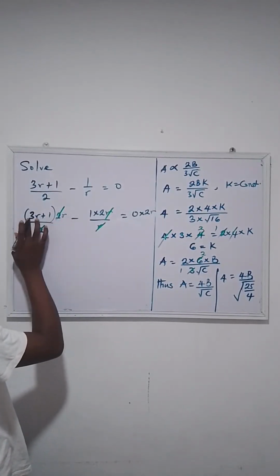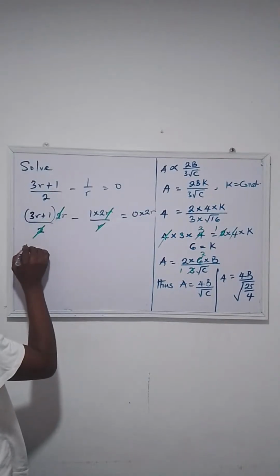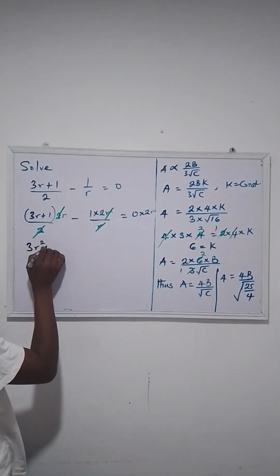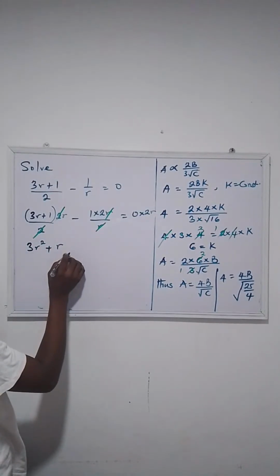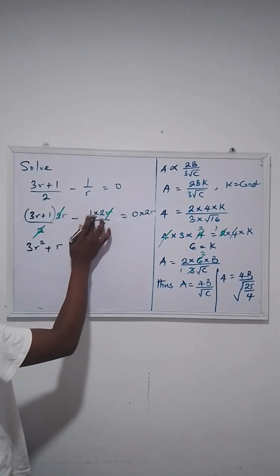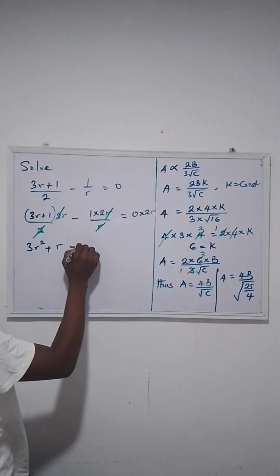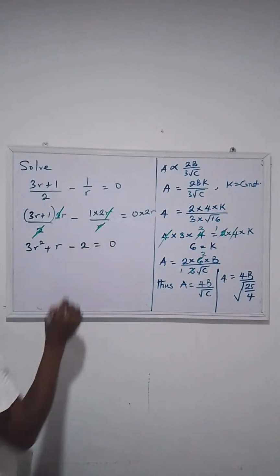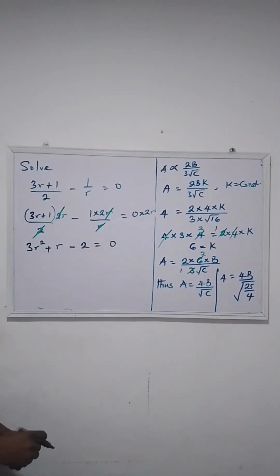So this r multiplies everything we have inside. So we have 3r squared plus r minus, now we are left with 2 and 1 here. 2, so 2 times 1, that is 2, equals to 0. All right, so the next thing is to solve this quadratic equation.